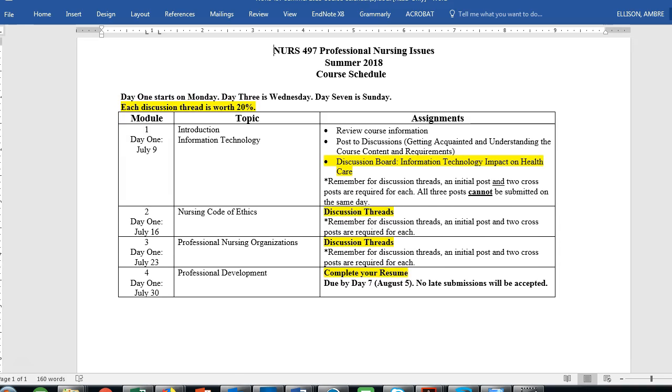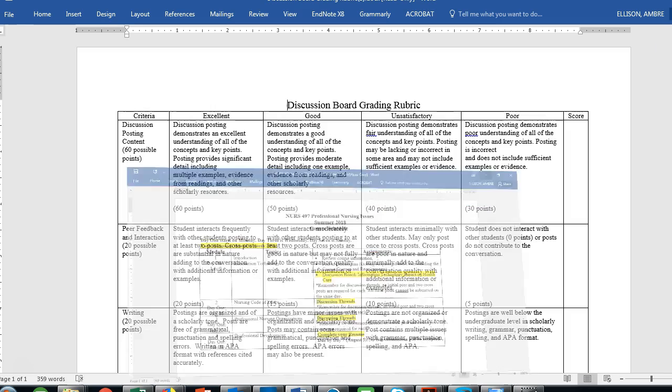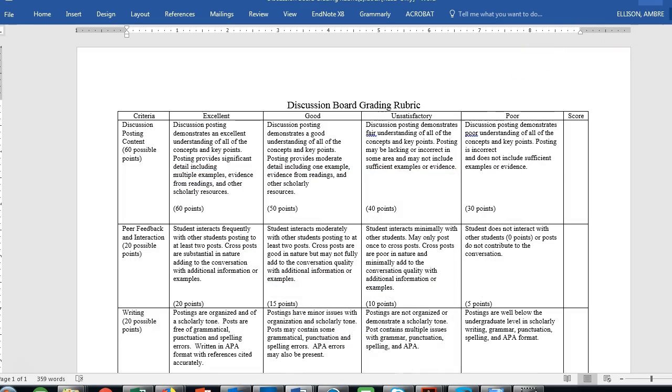Please understand and read the rubric, and I would read it again. I sent it to everybody, but I did tweak it a little bit. Please follow the rubric and you will get all the points. If you don't follow the rubric, you won't get the points. It's very simplistic. Excellent is excellent.